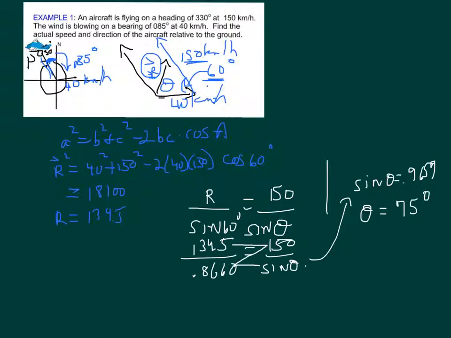So our resultant is 134.5 kilometers per hour, and the angle can be stated as a bearing of 015 degrees from north.